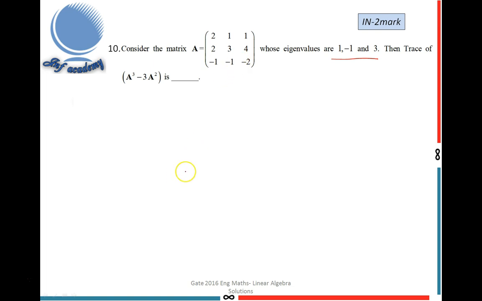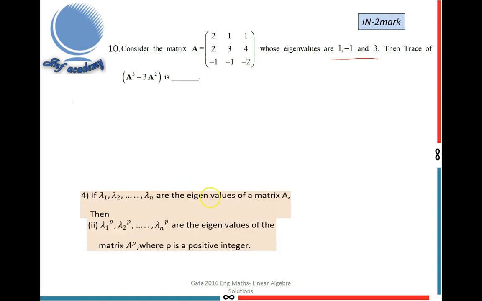Here I use one property. First I use one property: lambda 1, lambda 2, up to lambda n are the eigenvalues of a matrix A, then lambda 1 power P, lambda 2 power P, up to lambda n power P are the eigenvalues of the matrix A power P. You can see that, okay. Given eigenvalues of A are 1, minus 1 and 3. So first I find the eigenvalues of A cube: 1 cube, minus 1 cube, 3 cube.